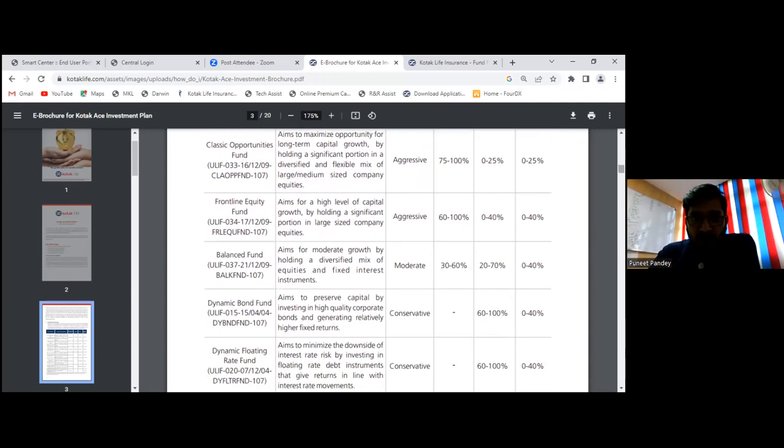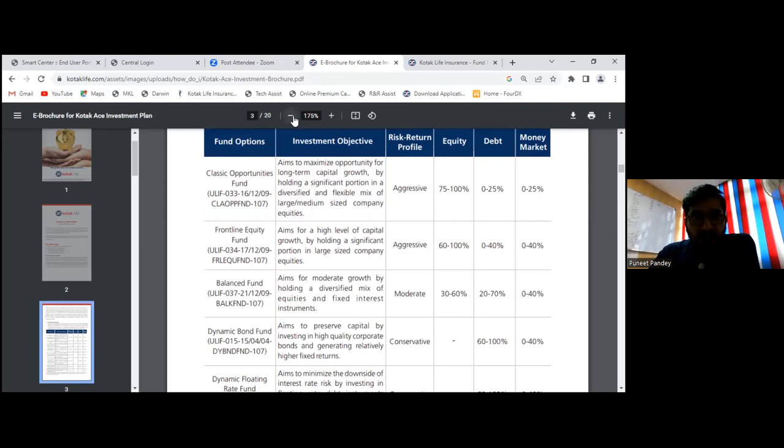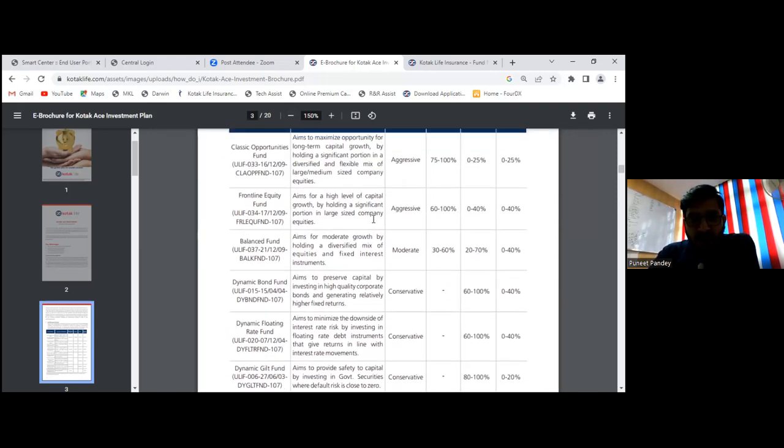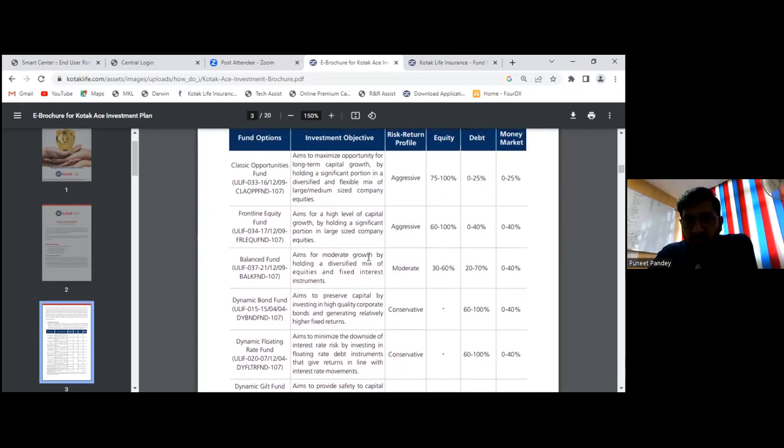These are all the fund options you can see on the screen. This ACE investment plan offers 7 fund options. One is classic opportunity, which is equity-oriented, with exposure between 75 to 100% in equity and 25% going to debt instruments. Then comes frontline equity, with 60 to 100% in equity and the rest in debt. Then the balanced fund, which is moderate, with 30 to 60% in equity. The dynamic bond fund is a conservative fund, with equity and debt at 60-40.